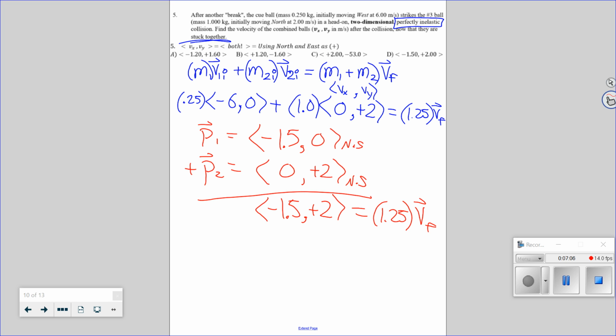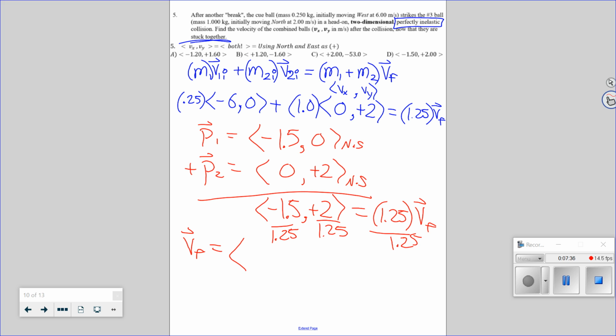Okay. Well, in this case, I need the XY components. So I just divide everything by 1.25 kilos. That means each bracket, each pocket in the bracket, each piece gets divided by 1.25. I'm keeping x and y separate categories, but mass is just a scalar. Mass doesn't depend on x or y.